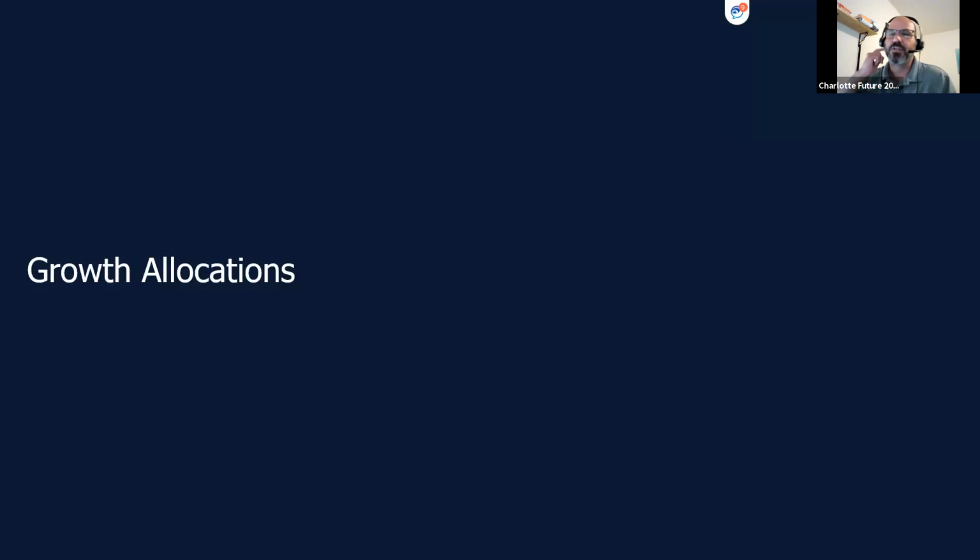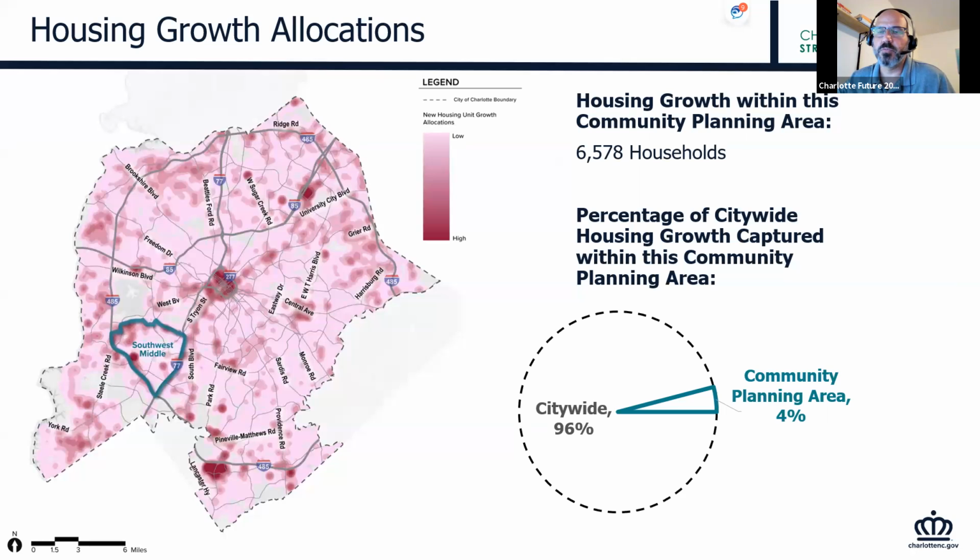There we go. So next we want to highlight what the above mentioned place type recommendations mean for this area in terms of attracting new housing units and future jobs. In terms of housing units, the place type recommendations within this geography will attract around 6,500 new housing units to this area. This number of housing units is approximately 4% of all new units projected for the city by 2040.